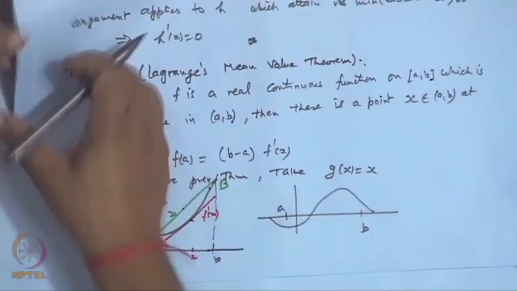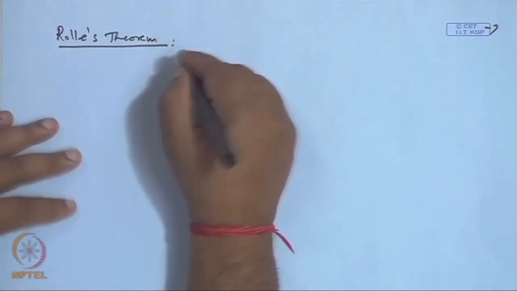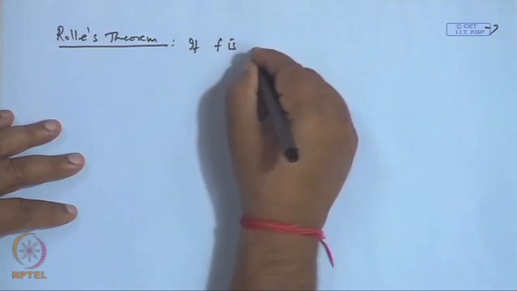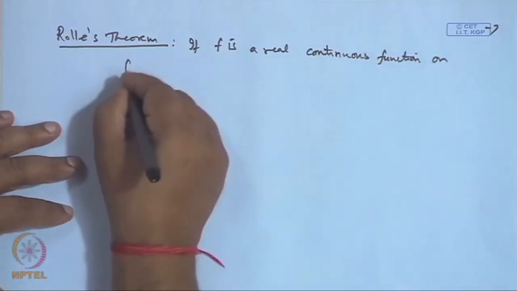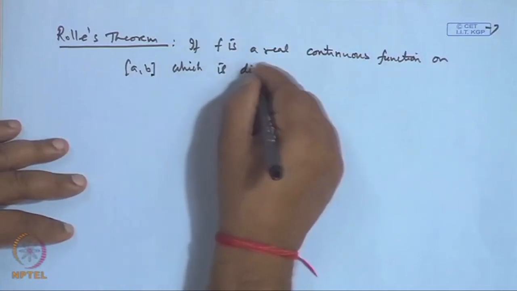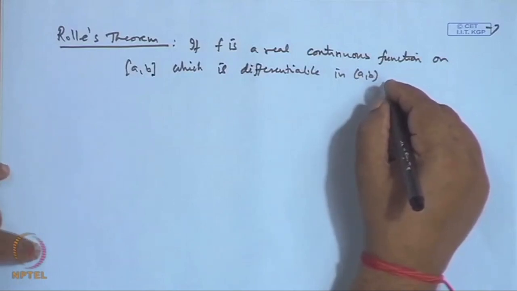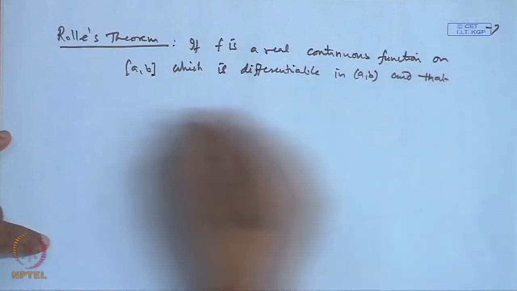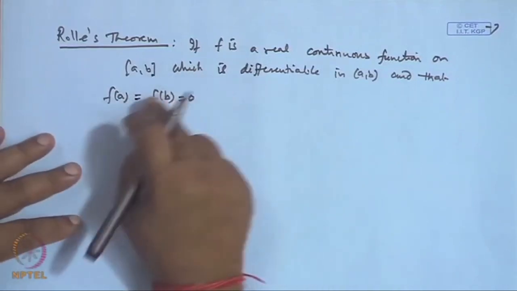Now, from here we can also derive the result which is known as Rolle's theorem. The statement of Rolle's theorem is, if f is a real continuous function on the closed and bounded interval a b, which is differentiable in the open interval a b, and the value of the function at the end points coincides, f a equal to f b, say equal to 0. We can even take it without 0 also, it will work.